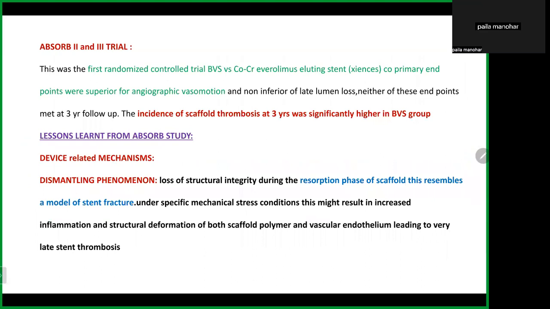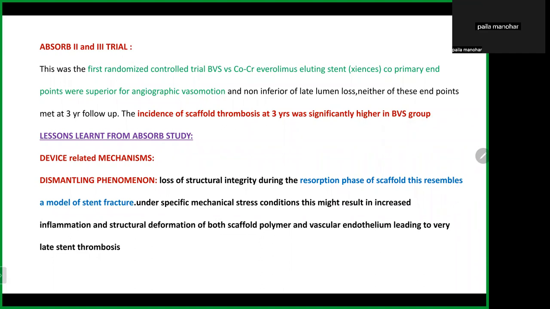So next, there are the ABSORB II and III trials. They compared these bioresorbable scaffolds with Xience stents. The primary endpoints were superiority for angiographic vasomotion and non-inferiority for late lumen loss. Neither of these endpoints was met at 3-year follow-up. The incidence of scaffold thrombosis after 3 years was significantly higher in the bioresorbable scaffold group. So these are the first trials of the bioresorbable scaffold.